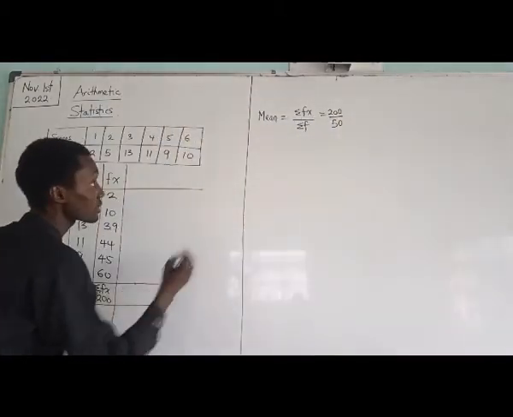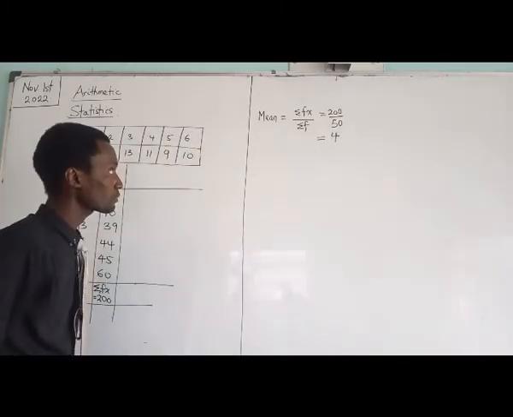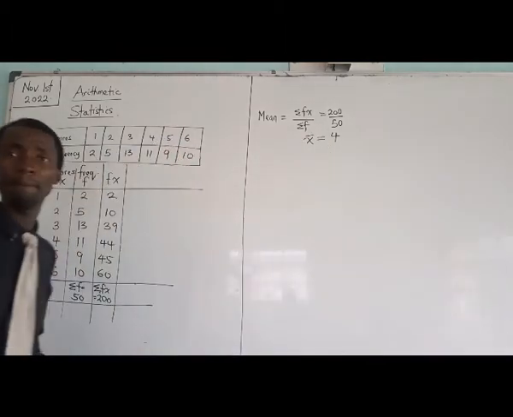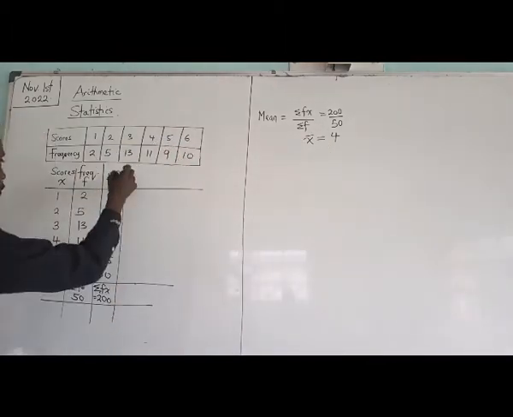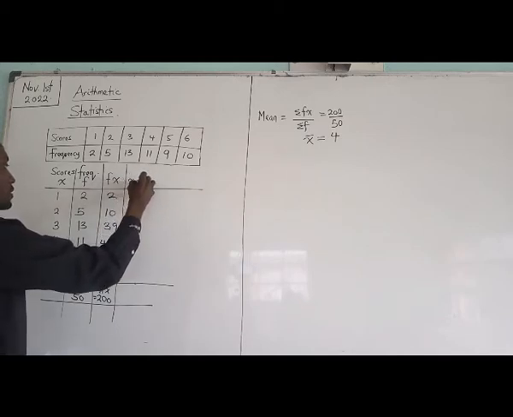Alright, so that settles that. And if you do that correctly, you're going to have 4. So the mean is what? 4. We're going to designate this letter there, meaning that it is the mean. So I'm going to create another column. I'm going to call that x minus the mean.